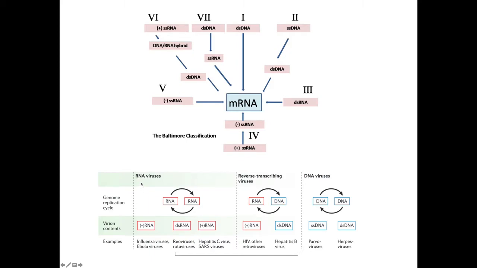You can also break it down this way. You can break down RNA viruses, reverse transcribing viruses, or DNA viruses. RNA viruses don't make DNA at all. That can be RNA that can make RNA, and in that life cycle they can make minus strand RNA, double-stranded RNA, or plus-strand RNA. Then there's reverse transcribing viruses.